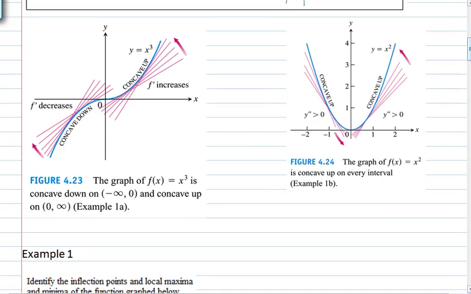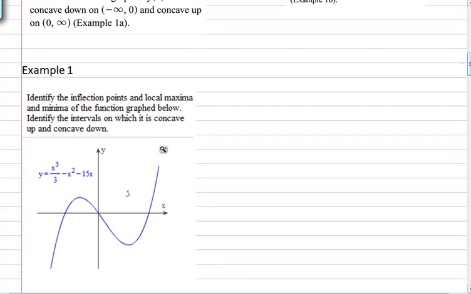More of the same. So if the graph is concave down, like we see right here, you see that your first derivative is going to be decreasing. If the graph is concave up, the derivative is increasing. I think it's easier to understand with that table that I just drew.